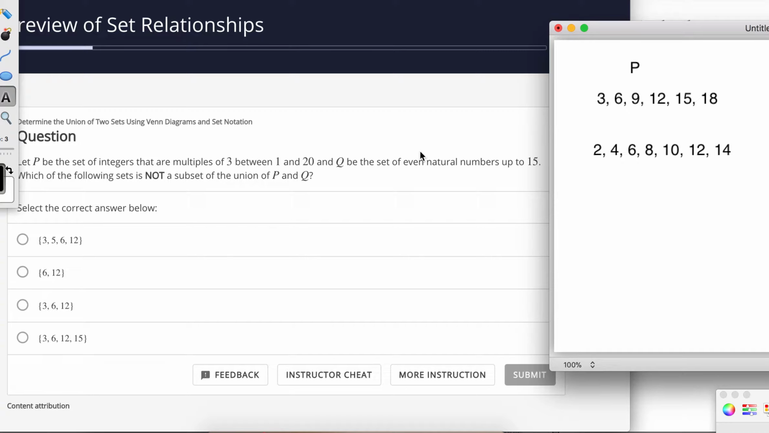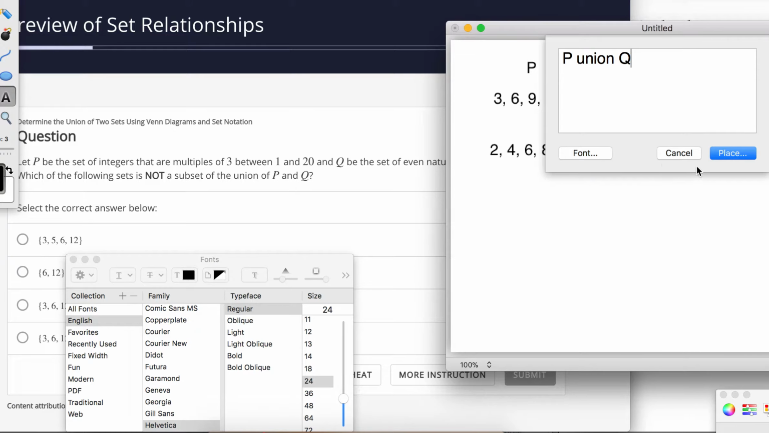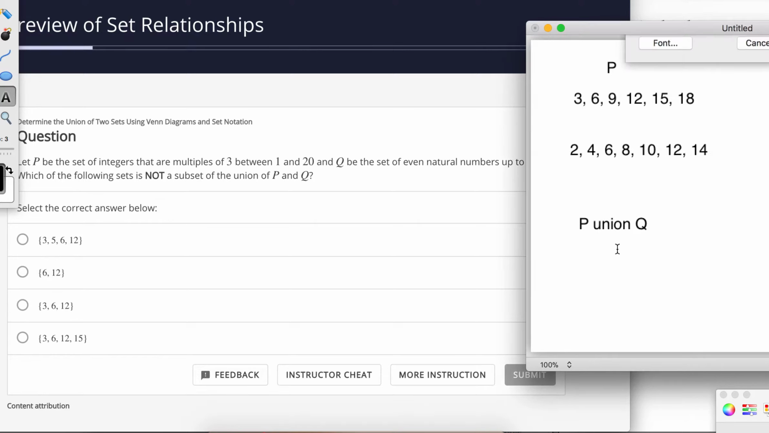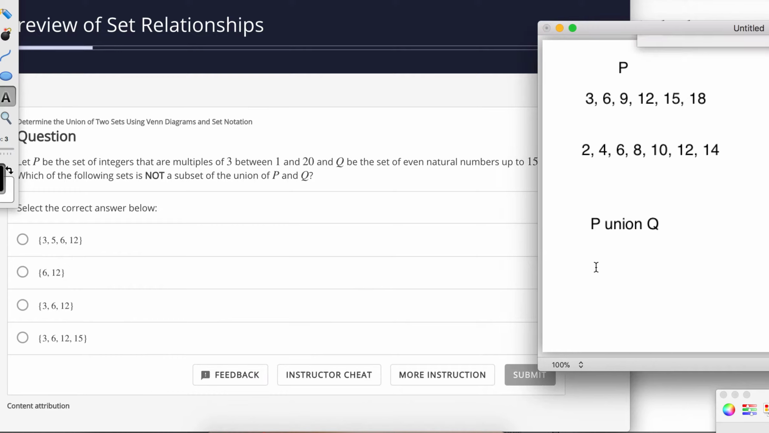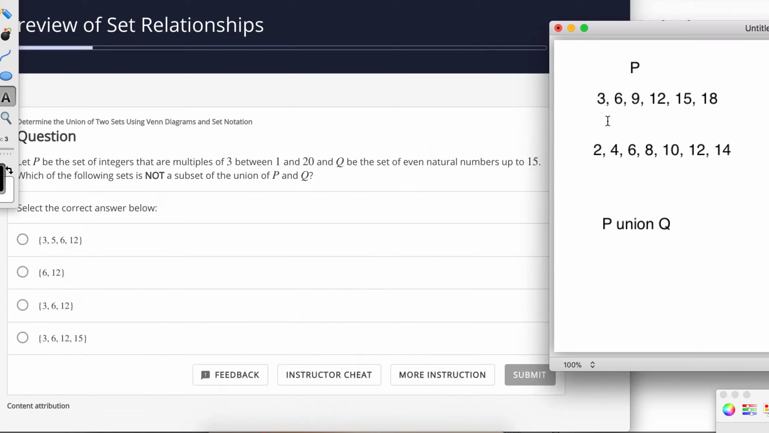Which of the following sets is not a subset of the union of P and Q? So we have to figure out what the P union Q set is. Remember, union means you take all the numbers from P and include all the numbers that weren't in set P that are coming from set Q. So for P union Q, we've got 2, 3, 4, 6, 8, 9. You can see what I'm doing is taking all the different numbers from here and making that the set of P union Q.